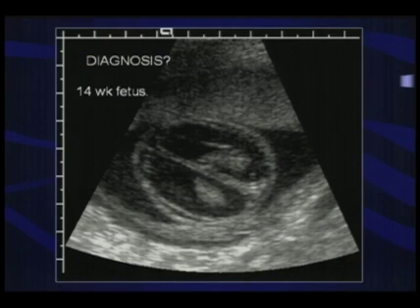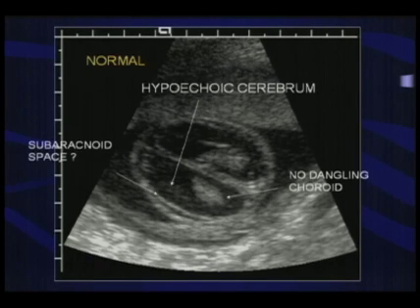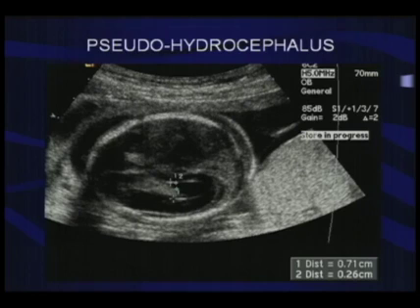Here's another potential pitfall. What is the diagnosis here in this 14-week fetus? Certainly looks like this may be a dilated ventricle, but what we look for is that in this case, there is no dangling choroid plexus. We get a hypoechoic cerebrum, and we see a line here probably corresponding to the subarachnoid space. This is so-called pseudohydrocephalus.